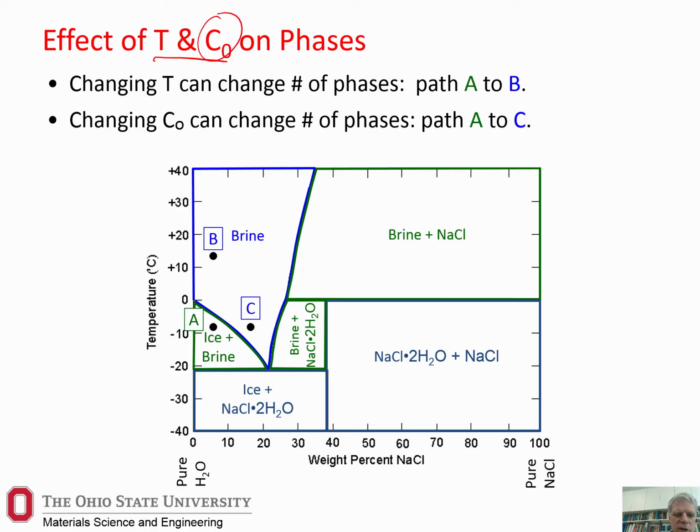So let's consider the effect of temperature and initial composition. C naught is our initial composition on phases. And let's change temperature as we go from path A to B. What you see is you're going from that slushy puddle, heat it back up, you go to all liquid. And you can also go that way to all liquid basically by increasing the amount of salt in it. Again, this is one of the fundamental pieces of a phase diagram. It's a map that shows you what phases you can expect based on chemistry and temperature.